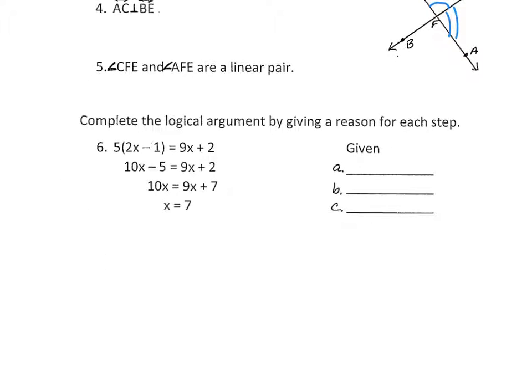Number 6, here's the problem, they've completed it, write the reason for each one. Was it the addition property of equality, or subtraction, multiplication, division properties of equality? Was it symmetry, something like that? Give a reason. It might be helpful for you to actually work it out on your own down below.